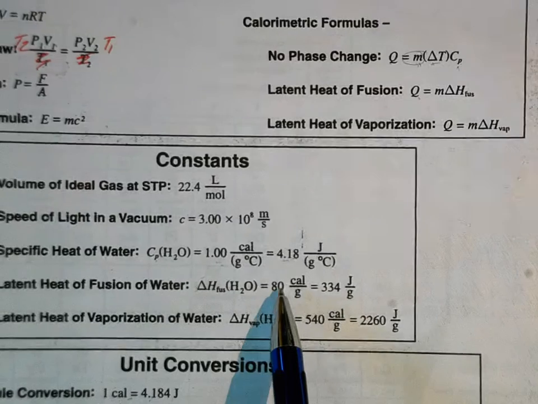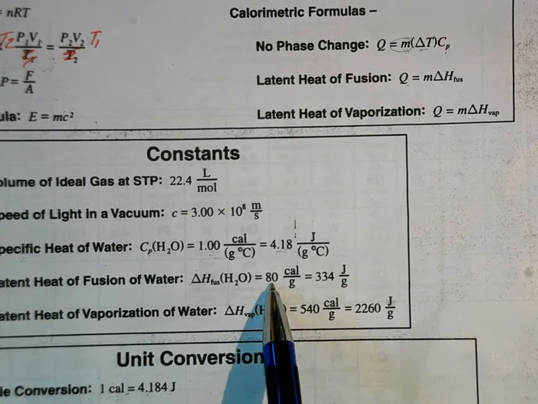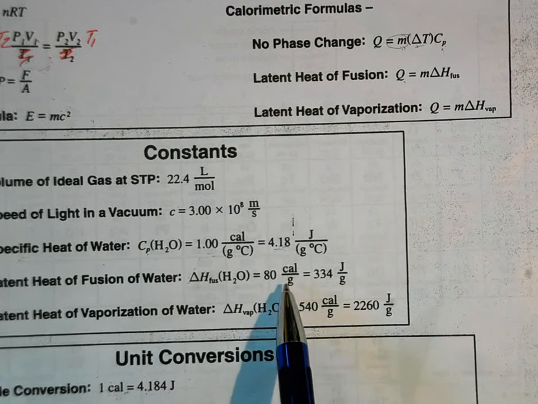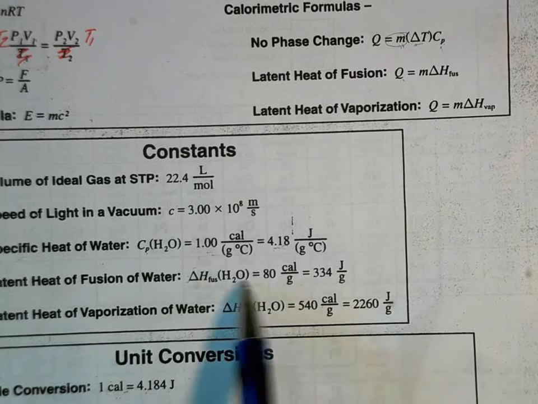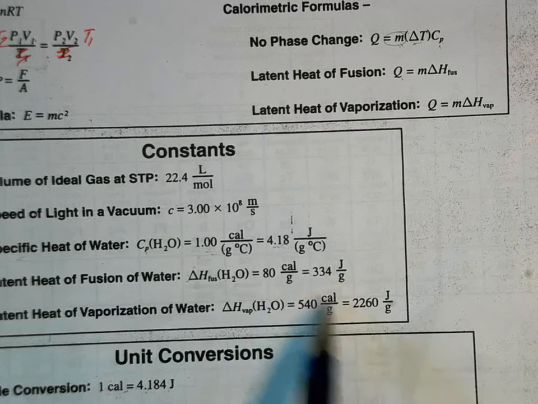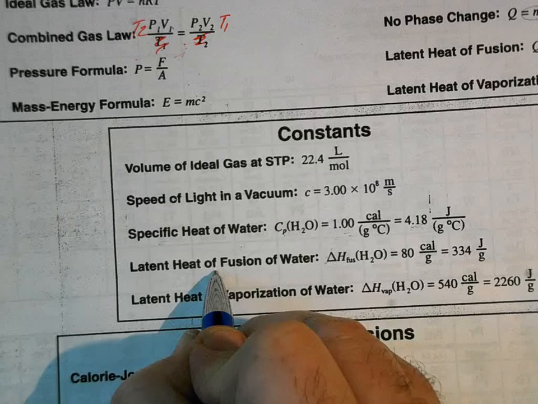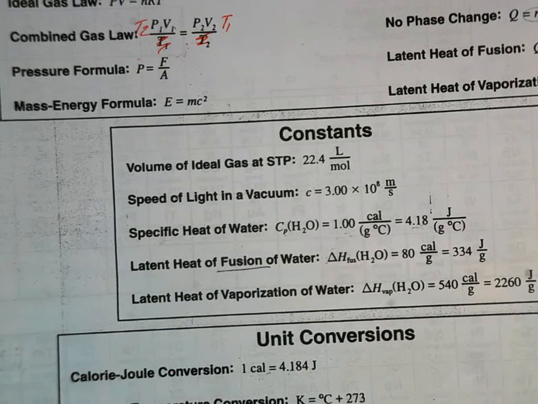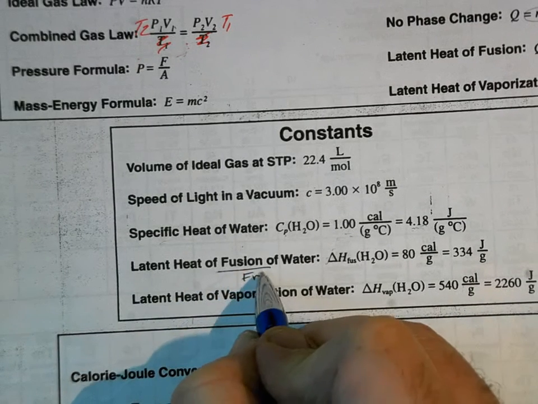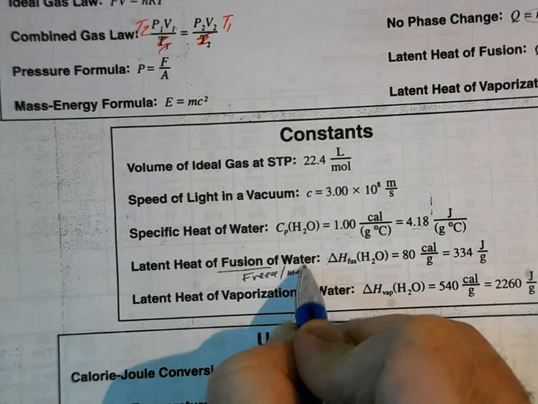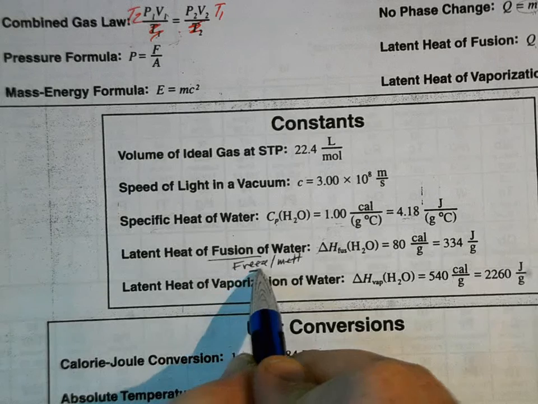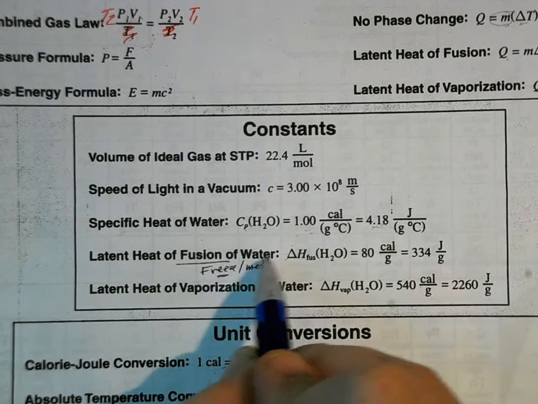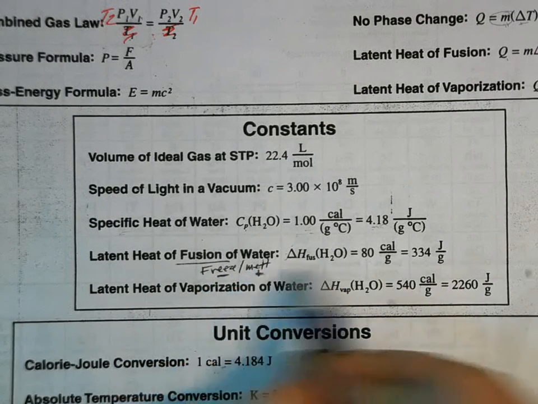If you're going to freeze water, you need to remove 80 calories for every gram of water to make it freeze. Or if you're melting water, it's the other way. It'd be plus 80. So these numbers tell you how many calories you would need to either add or take away. You might put on your periodic table that fusion means freeze or melt. If you're freezing, you're removing energy, you need to use a negative 80. If you were melting, you're adding energy, that would be plus 80. And that's how those work.